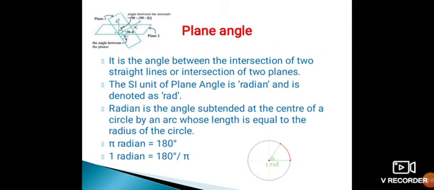Plane angle. It is the angle between the intersection of two straight lines or intersection of two planes. The SI unit of plane angle is radian and is denoted as rad. Radian is the angle subtended at the center of the circle by an arc whose length is equal to the radius of the circle. Pi radian is equal to 180 degree. So 1 radian is equal to 180 degree by pi.